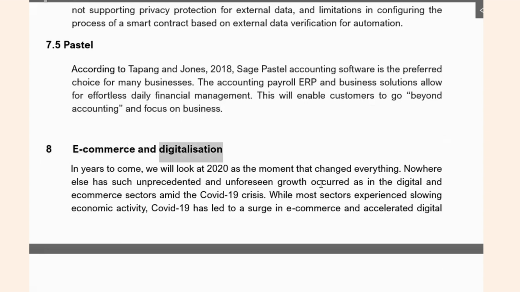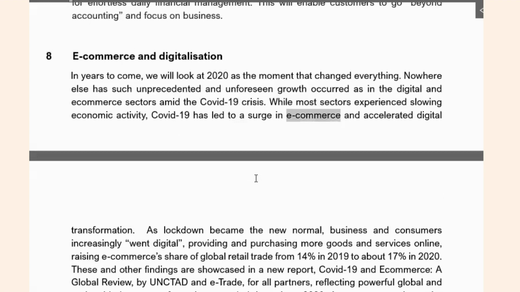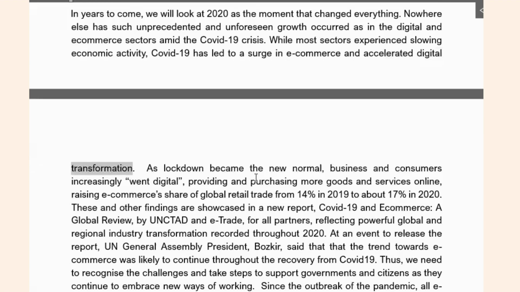8 E-commerce and digitalization. In years to come, we will look at 2020 as the moment that changed everything. Nowhere else has such unprecedented and unforeseen growth occurred as in the digital and e-commerce sectors amid the COVID-19 crisis. While most sectors experienced slowing economic activity, COVID-19 has led to a surge in e-commerce and accelerated digital transformation.